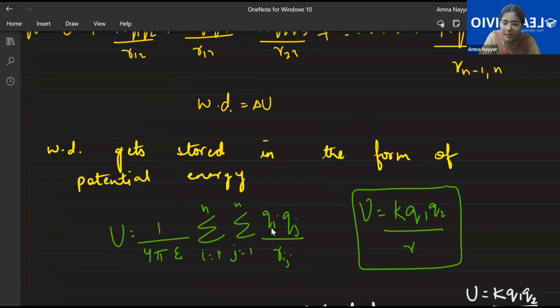How? This means i is equal to 1, j is equal to 1. That will mean Qi, Qj. Like if I write i as 1, j as 2, it will be K, Q1, Q2 by R12. If I write i as 3 and j as 6, it will be K, Q3, Q6 by R36. Whatever we have studied, it's just a method to represent it. Don't get confused with this part.